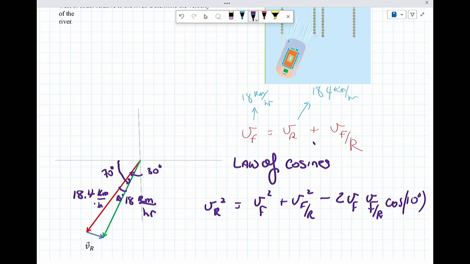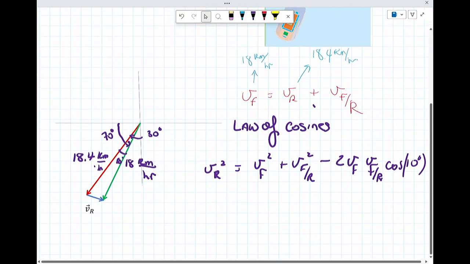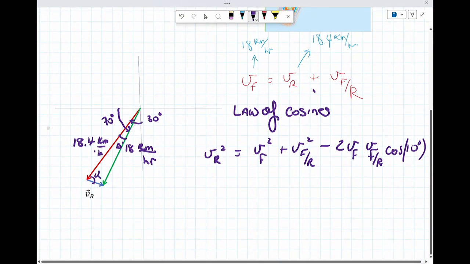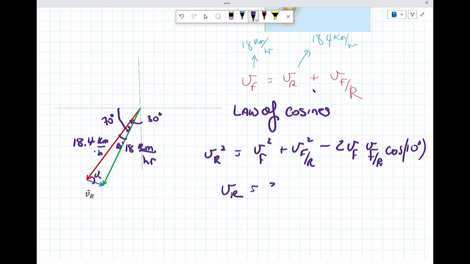So I know the velocity of the ferry with respect to the river. I know what the velocity of the ferry is. I don't know what the velocity of the river is. I know what cos of 10 degrees is, so I can get everything I need. That's alpha. Okay, the velocity of the river is equal to 3.1974 kilometers per hour.